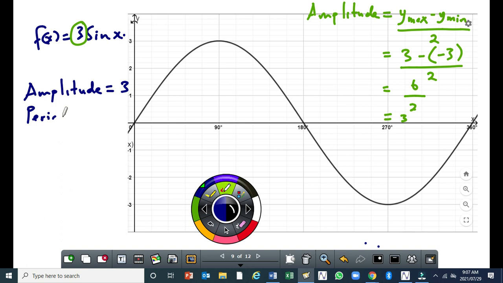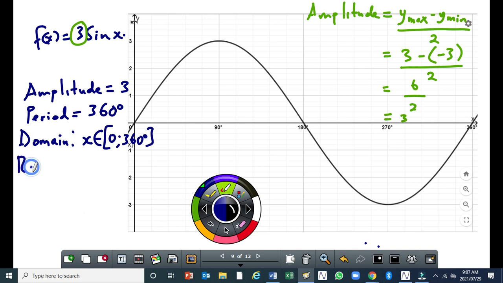Then the period of the graph is 360 degrees. For all your graphs, as I said during the past 2 lessons, we sketch all our graphs in grade 10 between 0 and 360 degrees. So for the graph of sine and cos, their periods are 360 degrees. Then the domain: our minimum is 0 degrees, so x is an element from 0 degrees to 360 degrees.